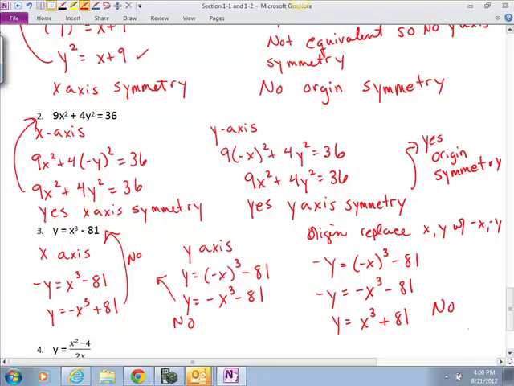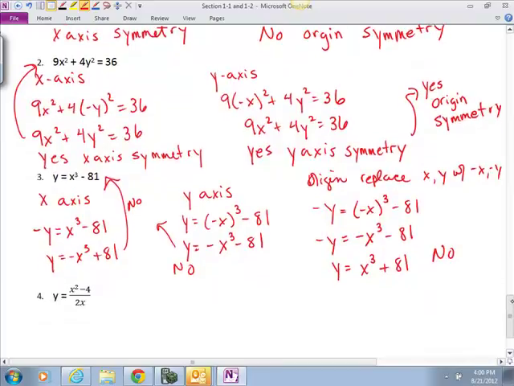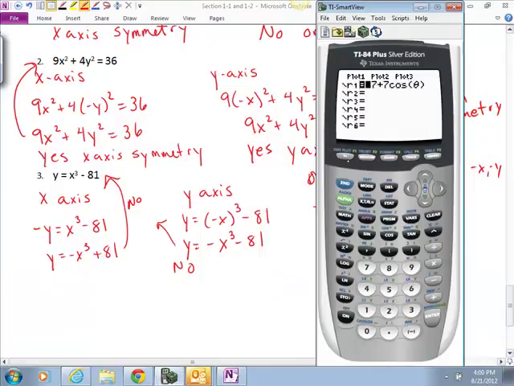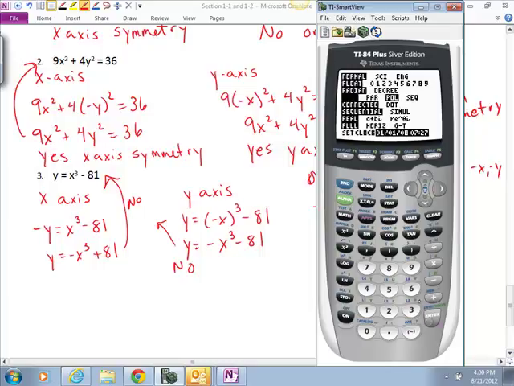We don't have any symmetry. So in fact, this graph has no symmetry. And if you were to look at the graph on your graphing calculator, I have to change my mode here to function. And then I go to y equals, and just look at x cubed minus 81.